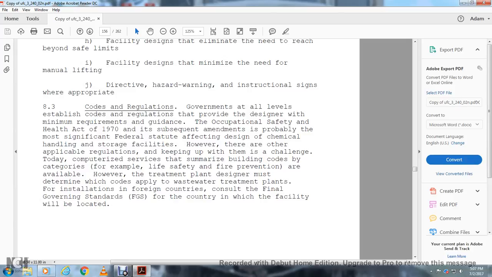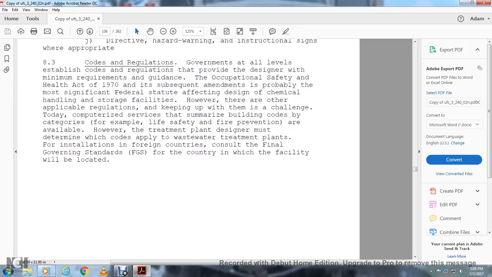Alright, 8.3, codes and regulations. Governments are able to establish codes and regulations that provide the designer with minimum requirements and guidance. The Occupational Safety and Health Act of 1970 and subsequent amendments is the most significant federal statute affecting the design of chemical handling and storage facilities. However, there are other applicable regulations, and keeping up with them is a challenge. Today, computerized sources that summarize building codes by category, for example life safety and fire prevention, are available. However, the treatment plant designer must determine which codes apply to the wastewater treatment plant. For installations in foreign countries, consult the governing standards for the country in which the facility will be located.